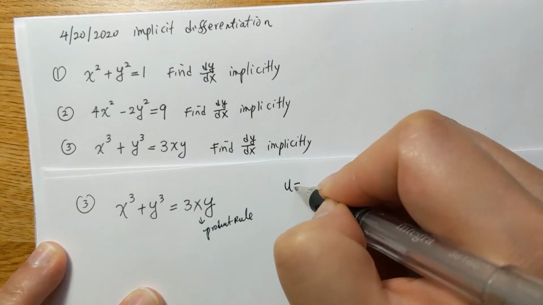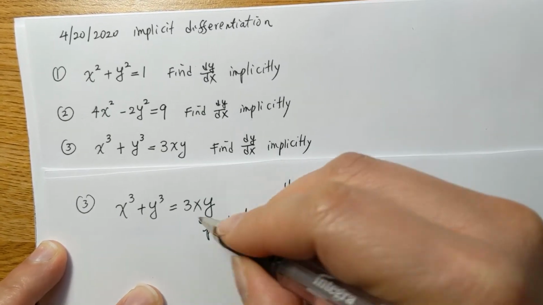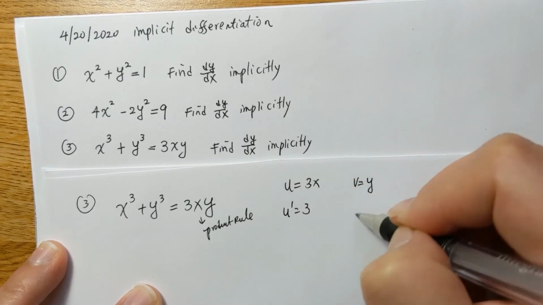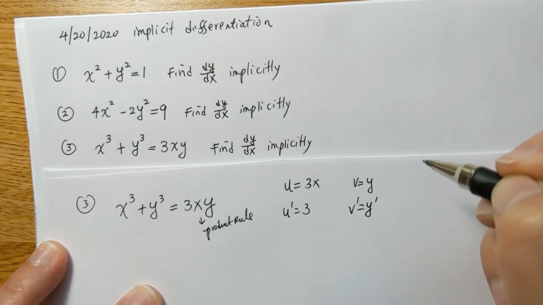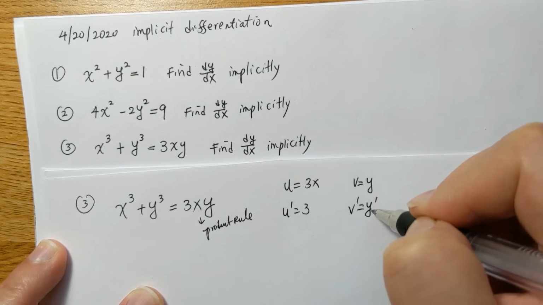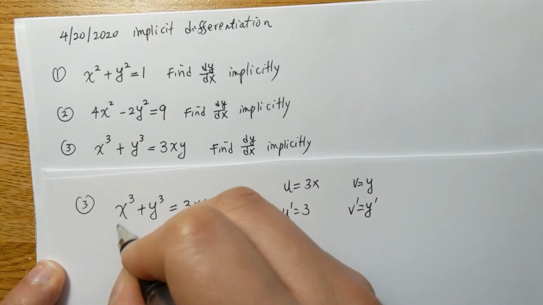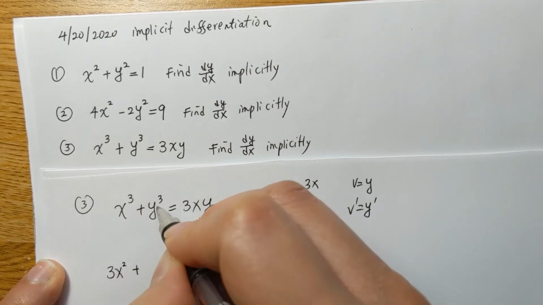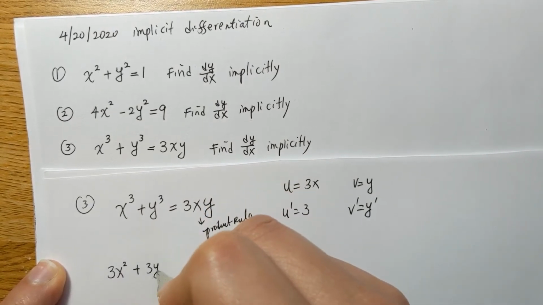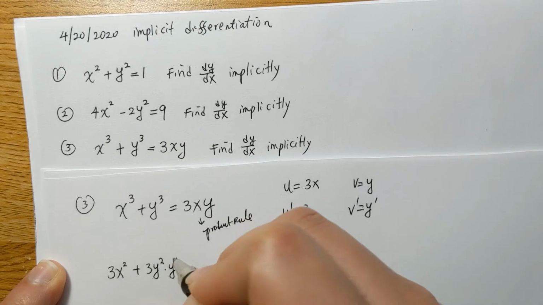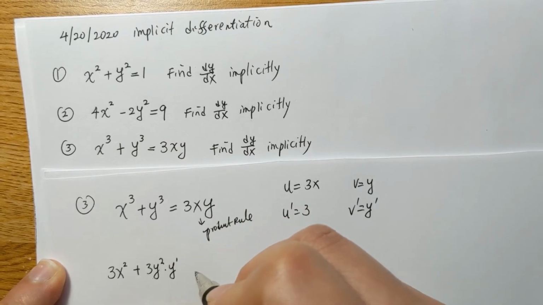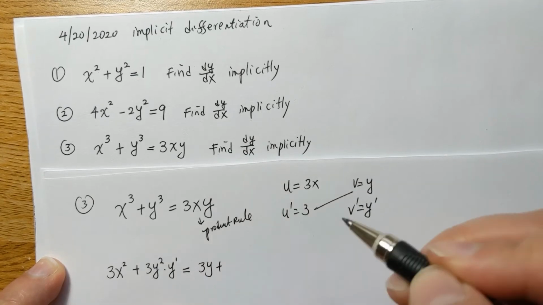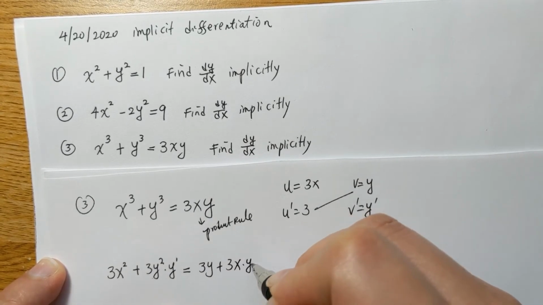So we're going to make u equal to 3x, the number 3 with the x. u prime equal to 3 and v prime equal y prime. The derivative of y is y prime. So now we're going to find the derivative. x cubed, so 3x squared. And then y cubed, 3y squared times y prime. That's the part that you have to remember. And now we're going to use the product rule: 3y plus 3x times y prime.